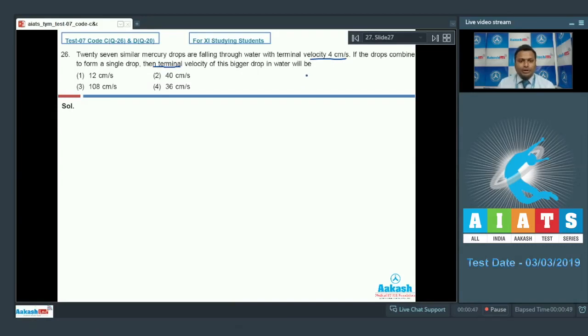Now, first of all, let us calculate the radius of the formed bigger drop. We know that volume is going to be constant. It means the bigger drop's volume must be equal to 27 times the volume of the smaller drops. Now 4/3 pi R cube, where capital R is the radius of the bigger drop, equals 27 times 4/3 pi r cube, where small r is the radius of the smaller drop. 4/3 pi cancel. Here we have got the radius of the bigger drop will be 3 times the radius of the smaller drop.